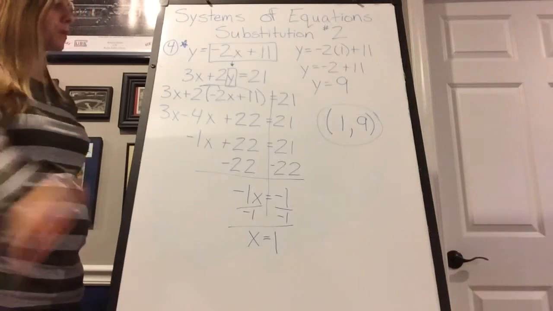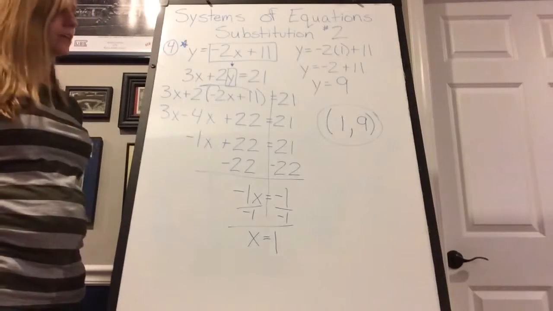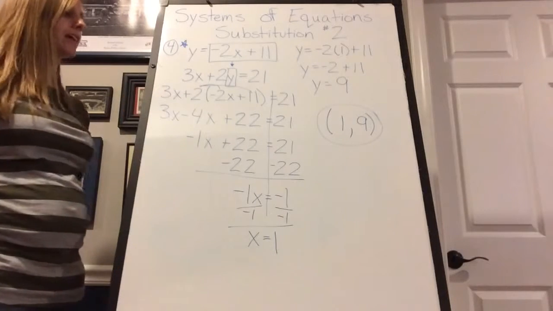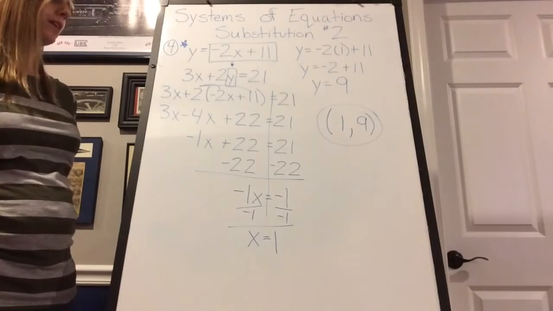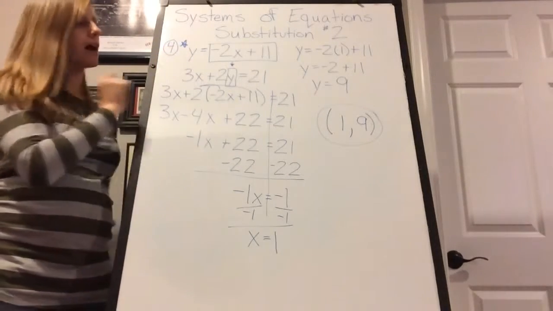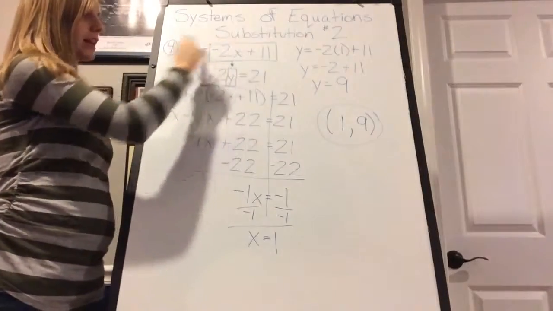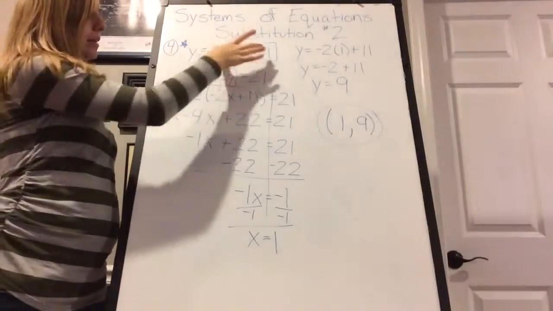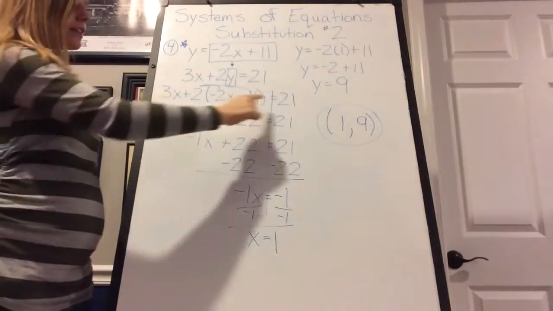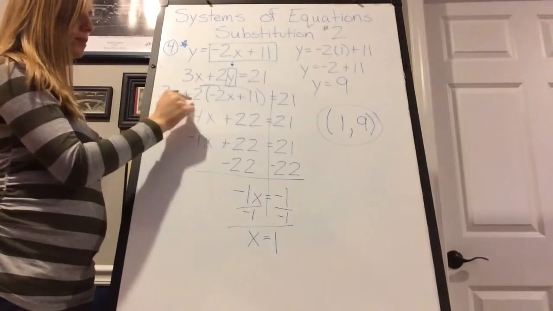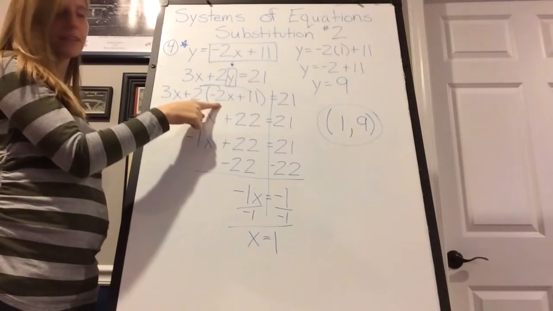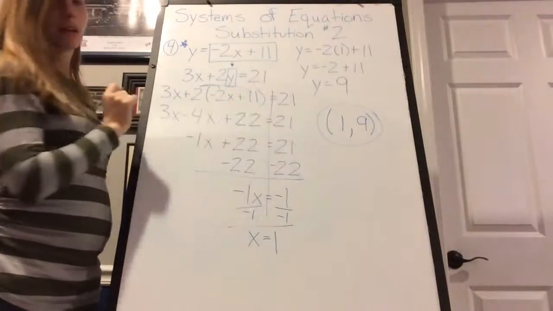For problem number 4, our first equation is y equals negative 2x plus 11, and the second is 3x plus 2y equals 21. So for this one, our first equation was the one that was solved for y. So I boxed in the negative 2x plus 11, and I put that in for y in the second equation. I kept everything else the same. So 3x plus 2, in parentheses, I put negative 2x plus 11, and then equals 21.